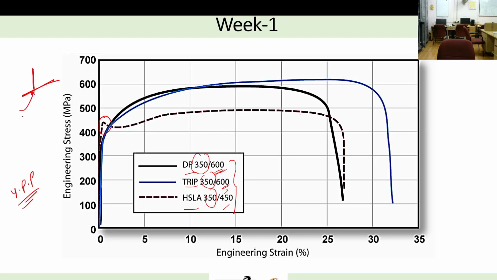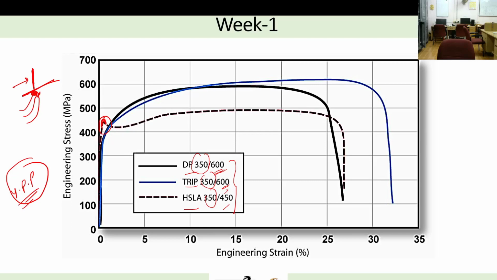This carbon atom will go and decorate below the dislocation, and it will pin the dislocation. So if you want to move this dislocation further, you have to break the bonding between this carbon and the dislocation line. In order to do so, you have to apply some extra stress. This is why that peak is coming, and then further it will be detaching, and then you can further move.